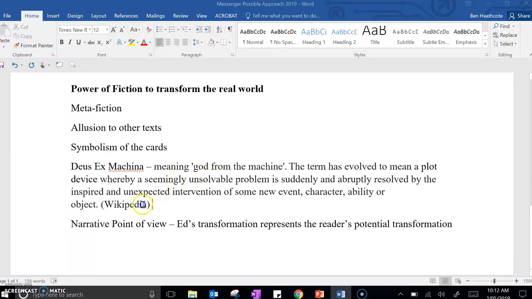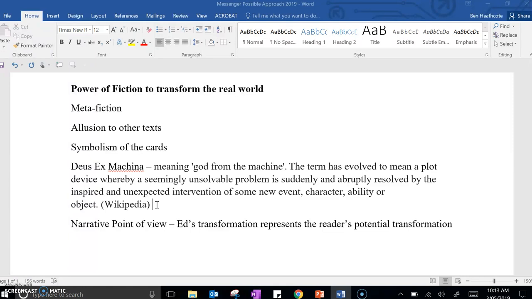And this word here, from the most reliable source in the universe, Wikipedia, is Deus Ex Machina, okay? This is a bit like mise en scène, okay? One of those words that kind of sounds like what's Mr. Heathcote talking about when he says it the first time. But once you know what it means, if you use it once or twice in your work, it adds really sophisticated vocabulary to what you're saying, okay? So Deus Ex Machina, as it says there, means God from the machine. And it's evolved to mean a plot device where a seemingly unresolvable problem is suddenly and abruptly resolved by the inspired and unexpected intervention of some new event, character, ability, or object.